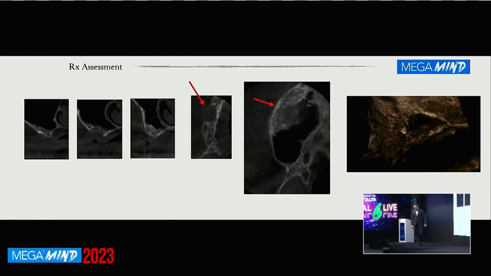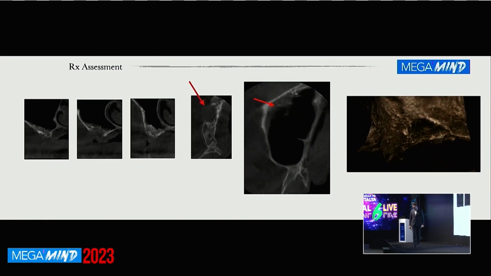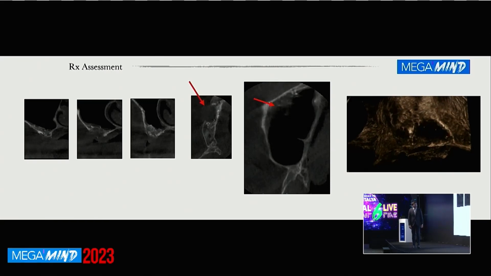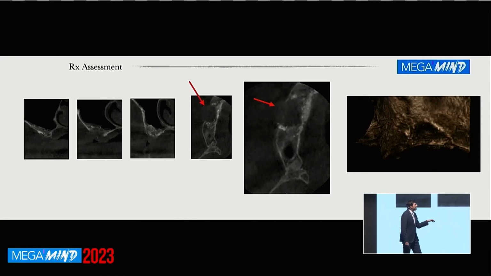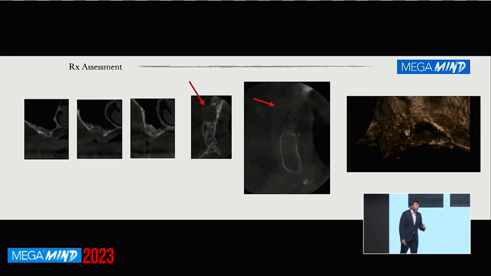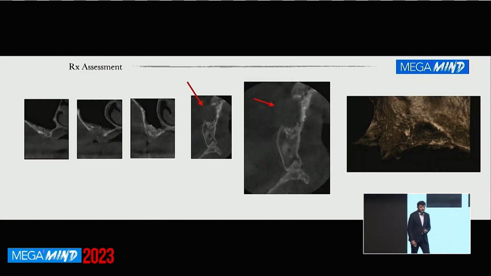Next, we perform the radiographic assessment of a defect area in the upper right quadrant. And we can see a very thin bony plate, mainly consisting of previously augmented bone, and a combined vertical and horizontal defect.